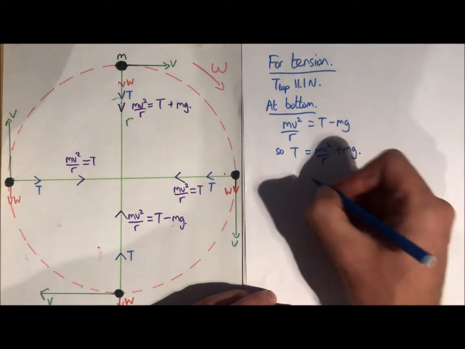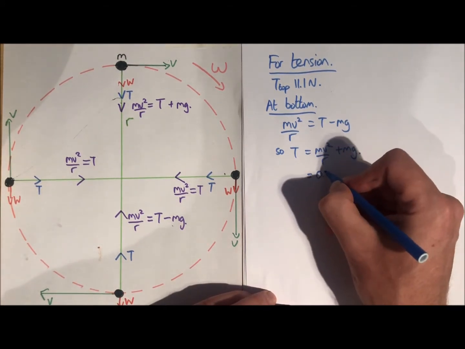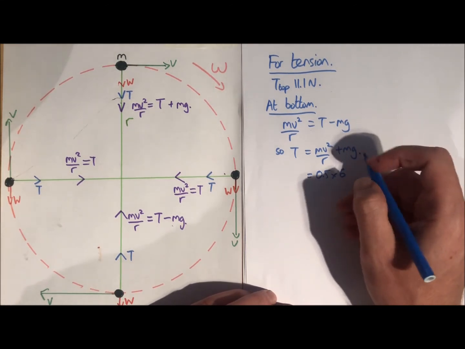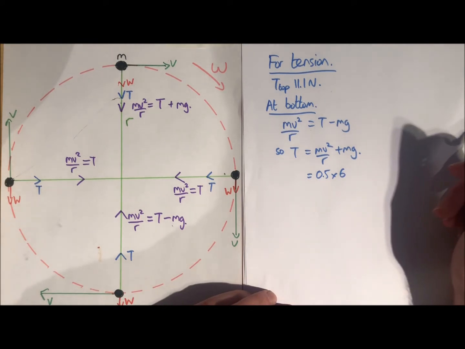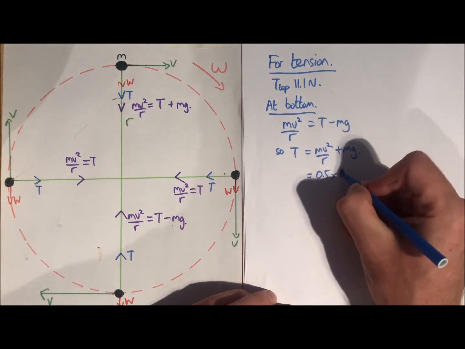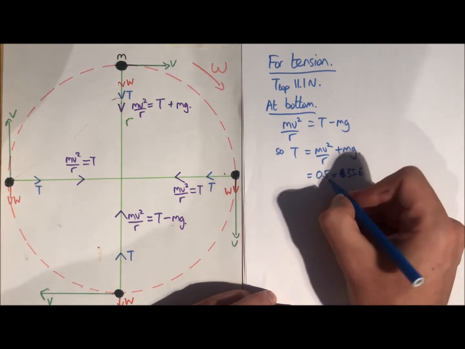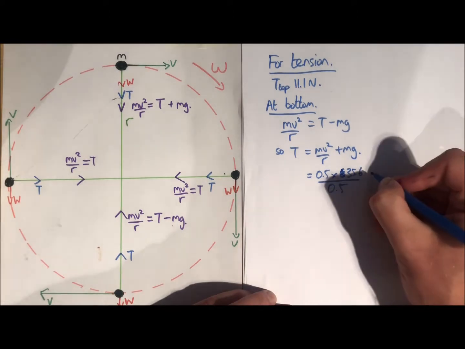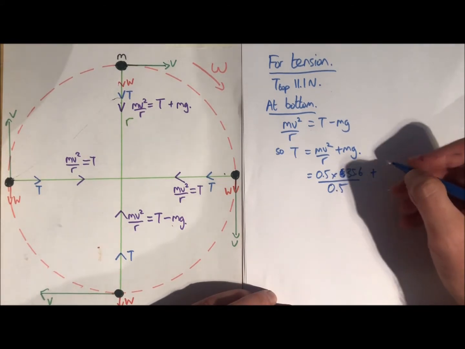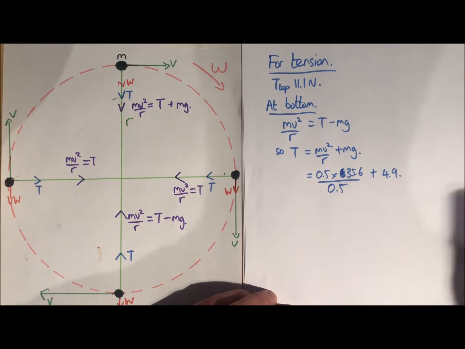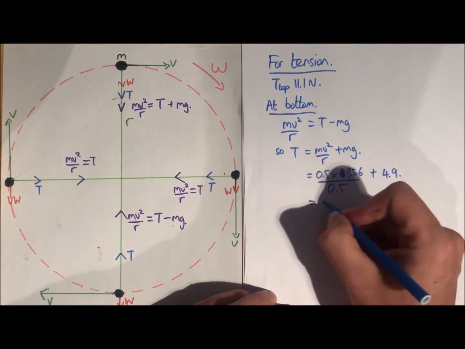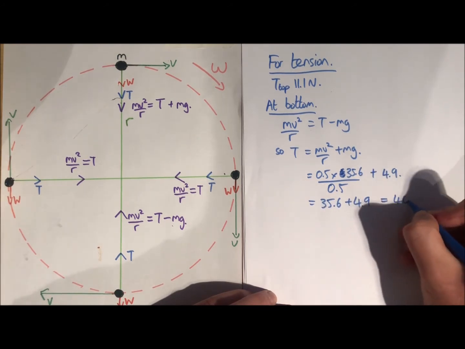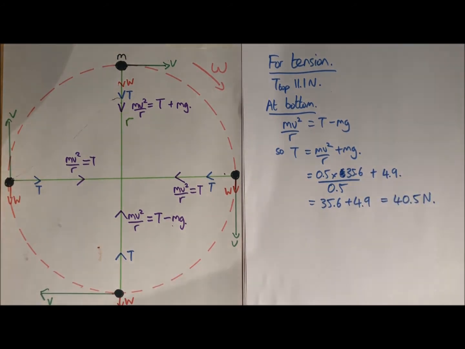Easy enough. mv squared over r is now the mass, which is 0.5, times the velocity that we just worked out. It was 6, well, we can use the actual number, it was 35.6 for the velocity squared, so we can just put that straight in. Velocity squared was 35.6, so that we don't have my approximation error there, and the radius is 0.5, and mg is, as it was before, 4.9. So we're left with the 0.5s cancelling, we've got 35.6 add 4.9, which gives us 40.5 newtons at the bottom.